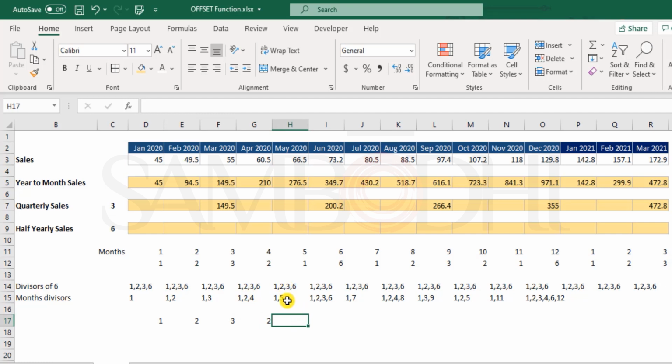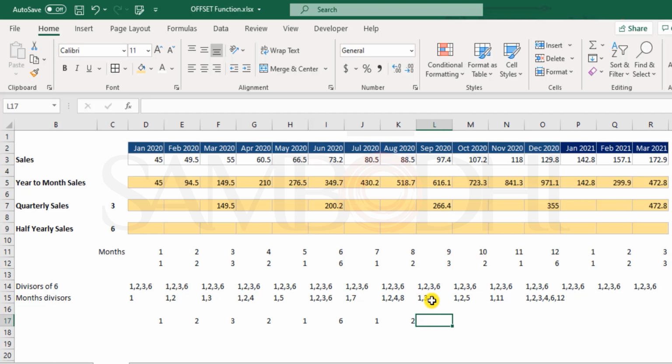Here only 1 is common, so we have 1. Here we have all the numbers in common, but the greatest of the lot is number 6. So we have number 6 here. Again, here 1 is common. And here we have 2 in common. Then we have 3 in common over here.